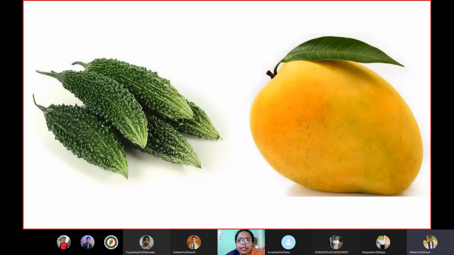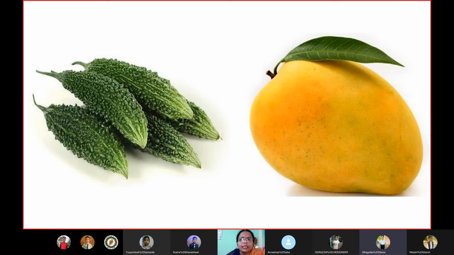And what is the taste of a ripe mango? What is the taste of a ripe mango? Sweet and sour, you said. Yes. It may be sweet, it may be sour, or it may be a blend of sweet and sour taste. So these are two different tastes, right?